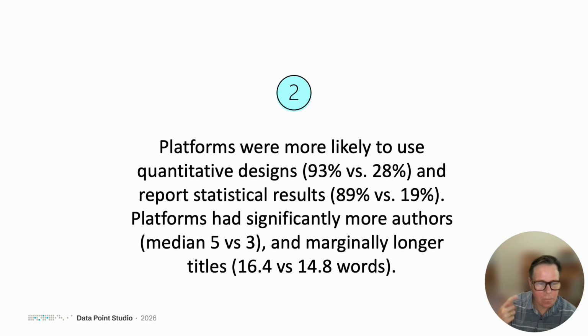Number 2, platforms were more likely to use quantitative designs, report statistical results, more authors, and marginally longer titles. So we have here 4 different comparative results, and we have 8 catch numbers. So we also have numbers of different type. We have percentages, we have means, medians, and we have averages. So how can we fit that all together?